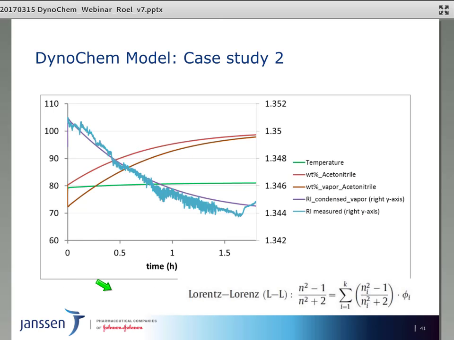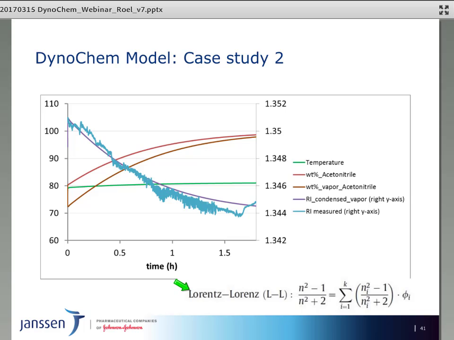On this slide, you see how the simulation looks. So for the calculation of the refractive index, you have 9 or 10 equations. We have taken the Lorentz equation, and it makes use of the refractive indices of the pure solvents and their volume fractions in the mixture.